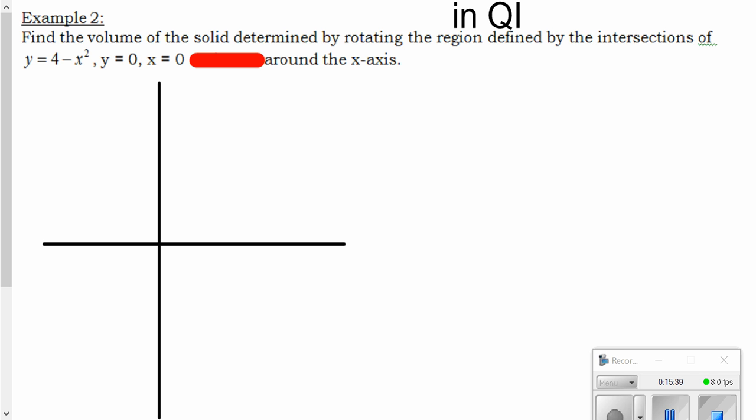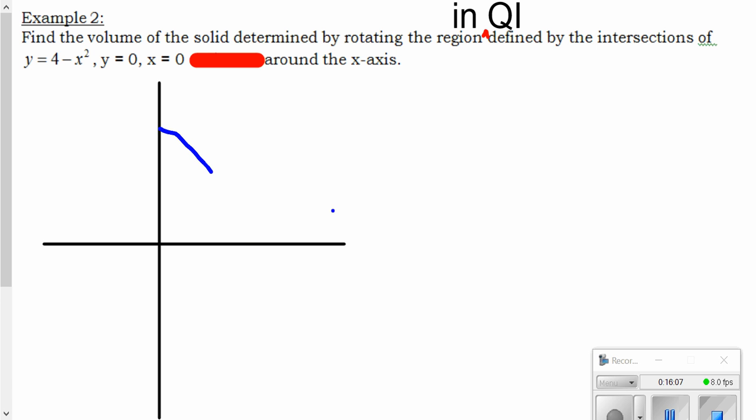Okay. Our next one, your printed notes, I believe, still have a typo that I've been carrying for a couple of years now, because I just never get back to fixing it. So please cross out the part that I have crossed out. And I also would like to emphasize we are only talking about the region in quadrant 1. Okay, so find the volume of the solid by rotating the region in quadrant 1, defined by the intersections of those shapes. Well, let's work on the shapes together, and then I'm going to have you try the rest yourself.